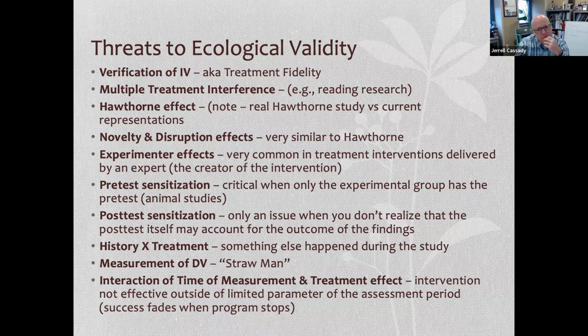Measurement of the dependent variable, ecological validity here. The straw man test. Let me just tell you what I mean by that. A straw man test means that basically I've set up a weak measure of the outcome, meaning that it's not really a good test of the success of the intervention.